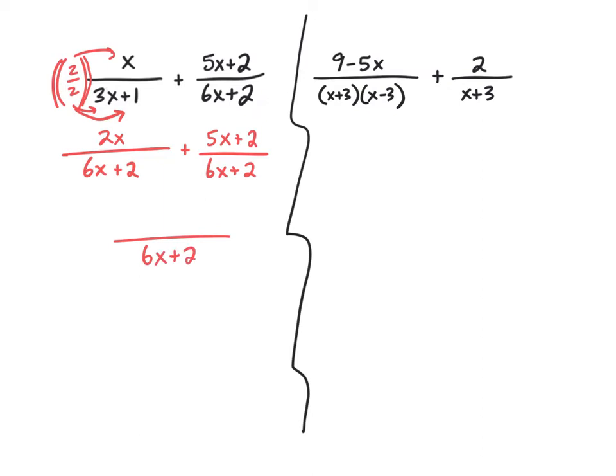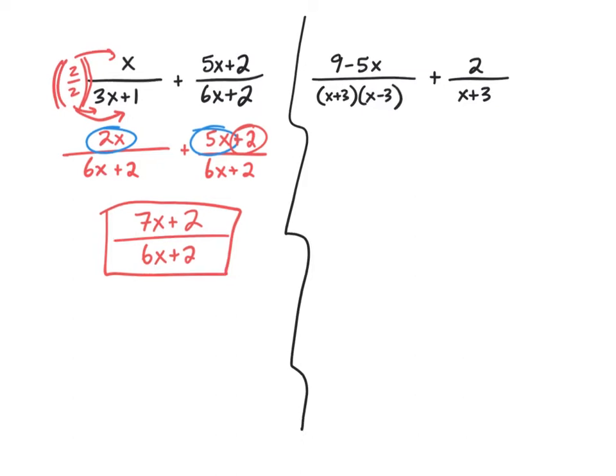Let me go ahead and change color. 2x and 5x. That's going to give me 7x, and then I've got a plus 2 there, plus 2. We'll talk a little bit more later about should those x's cancel and should those 2's cancel. The answer is no, but for right now, we'll just kind of focus on getting the common denominator and going from there.